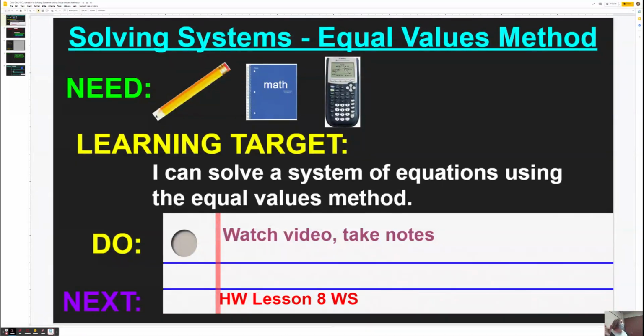So again, on Monday, you learned how to do it by graphing in slope-intercept form. Today, what we're going to do is take that same idea of when equations are both in y equals, and we're going to learn this thing called the equal values method.